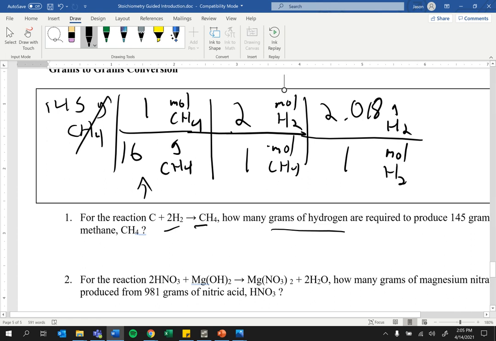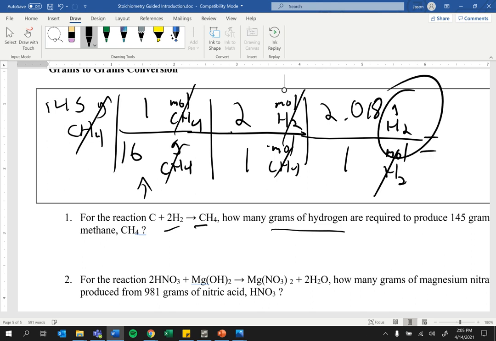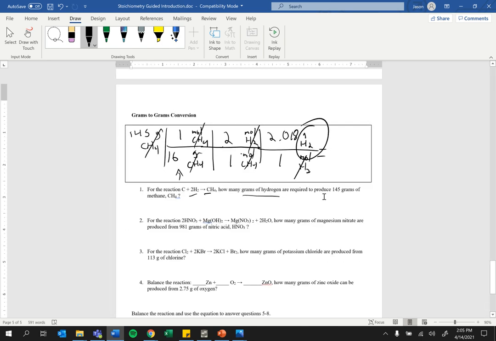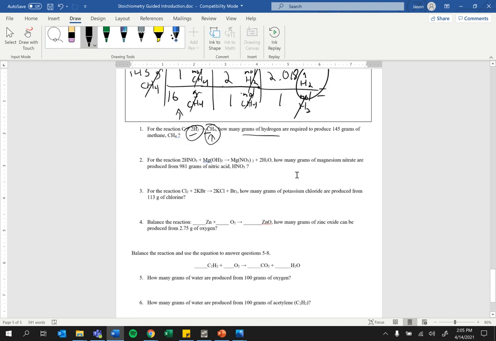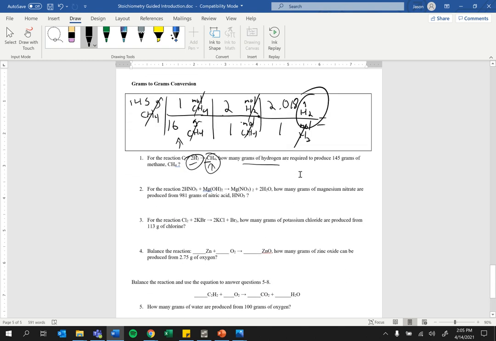And all of these units would cancel out. My final unit would be grams of H2. And I would multiply the tops and divide the bottoms just like earlier. And that would give me how many grams of H2 is required to produce 145 grams of CH4. I know that was fast, but what you can do is rewind this video, watch it slowly, and then check in with me in order to get some extra help.